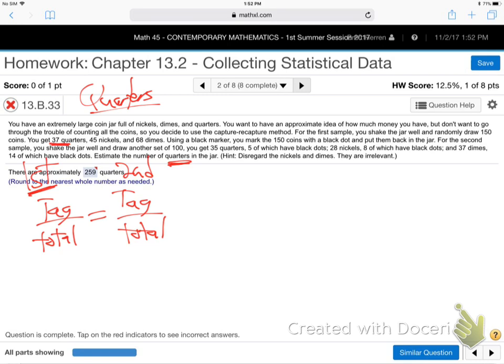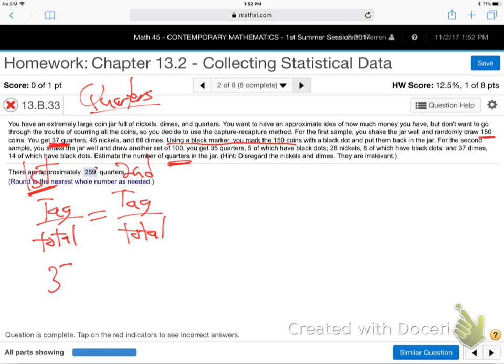37, right? Because you get 150, you 37, and you tag them. So 37 quarters are marked with a black dot. Good? So we just had this big jar full of coins. We grab out a bunch of them, and we mark them with a black dot. That included 37 quarters. Also some nickels and dimes, but who cares? We're just doing quarters. So 37 quarters are the number of tagged quarters.